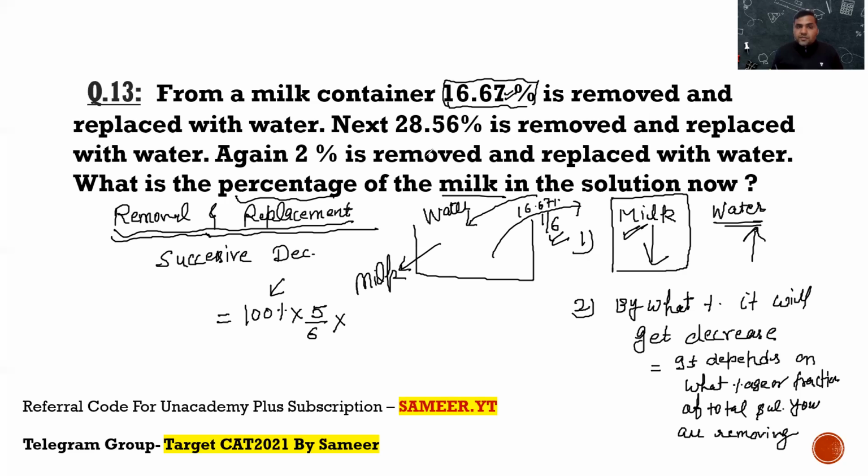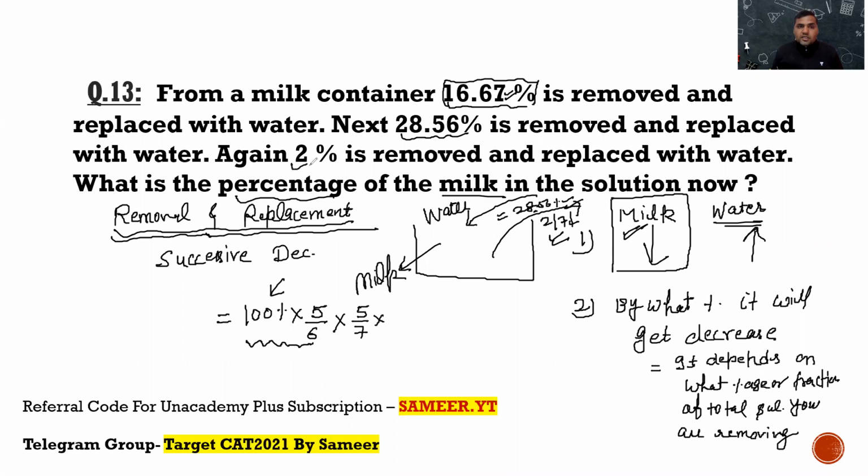Next, what are you removing? Next, you are removing 28.56%, right? So write down 28.56 here. So in the second case, you are removing 28.56%. So the milk percentage will get successively decreased by 28.56%. This is the quantity of milk left. Now in the second part, you're removing 28.56% of total. That means it will get decreased by 2 by 7 now. Now decrease this quantity by 2 by 7, you'll be left with 5 by 7.